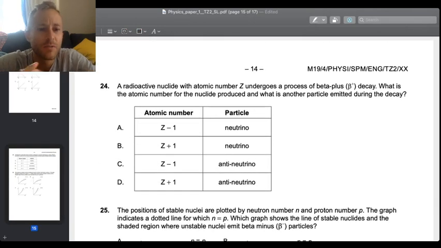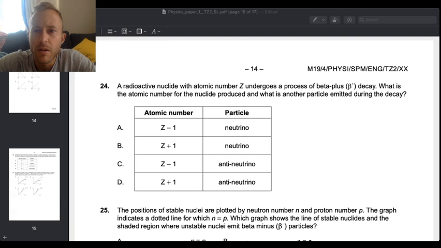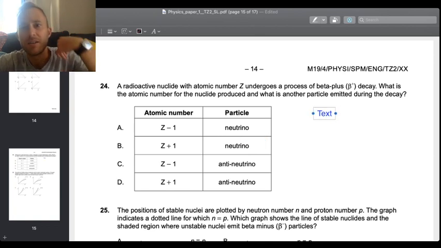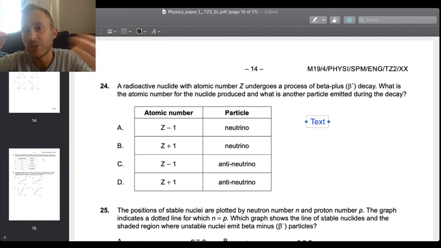24, a radioactive nucleus. Nuclide with atomic number Z undergoes the process of beta plus decay. What is the atomic number of the nuclide produced, and what is another particle emitted during the decay? So we emitted a positive particle, and charge has to be conserved. So the nucleus has to lose a unit of charge. So that means that the answer has to be A or C.